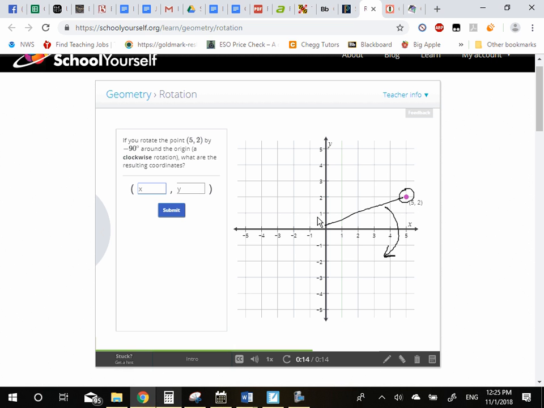What do you think that's going to end up at? We're going negative 90 degrees. So it means we're going to make like a 90-degree angle here. So we're going somewhere out this way. Said what? 5, negative 4? Nope. Anyone else want to make a guess? Somewhere out this direction. 3, negative 2. Not quite.